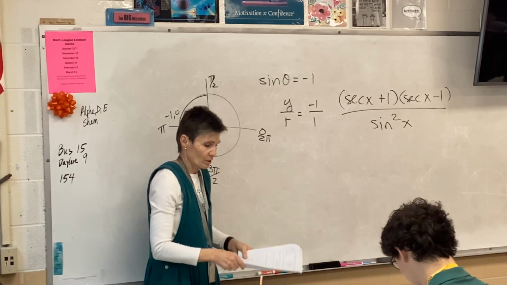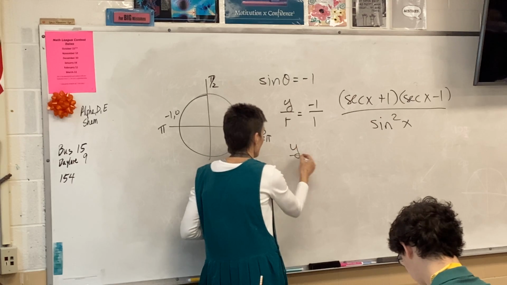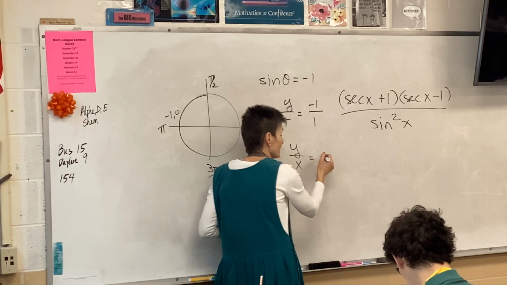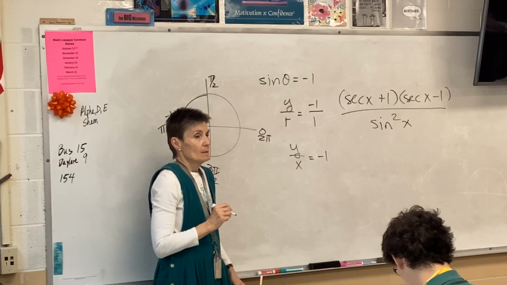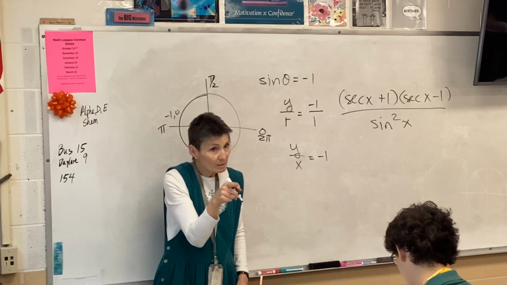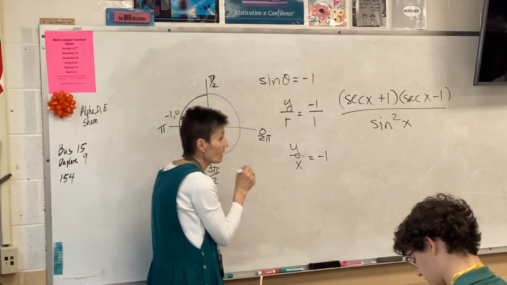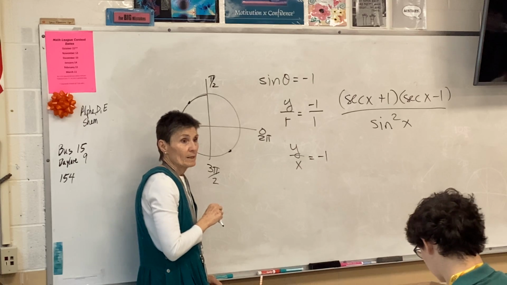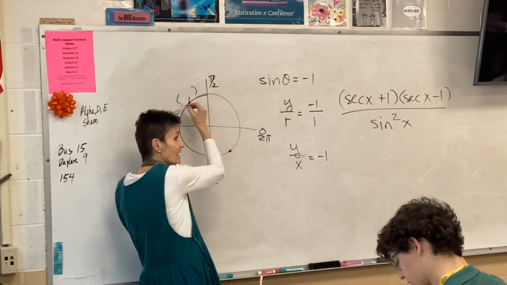Now what about tangent? This one is a little bit trickier. What's our definition of tangent? Y over x. So we need y over x to be -1. Now, doesn't that mean that y and x have to be the same number, but one of them's positive and one of them's negative? Doesn't that mean we're automatically going to be in quadrant 2 or 4? And what is the angle that has these two numbers the same?